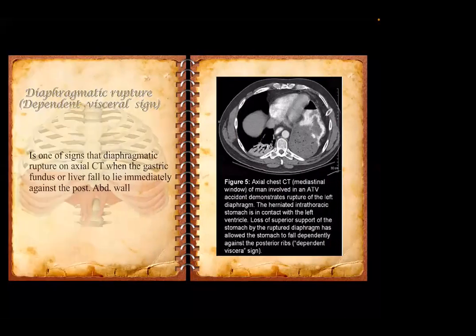More than 6 millimeters is abnormal. Diaphragmatic rupture: the dependent viscera sign is one of the signs of diaphragmatic rupture on axial CT, when the gastric fundus or liver falls to lie immediately against the posterior abdominal wall. This axial chest CT is of a male after a traumatic ATV accident, an all-terrain vehicle. The rupture of the diaphragm and herniation of the intrathoracic stomach is in contact with the left ventricle. Loss of superior support of the stomach by the ruptured diaphragm allowed the stomach to fall dependently against the posterior rib. This sign is called the dependent viscera sign.